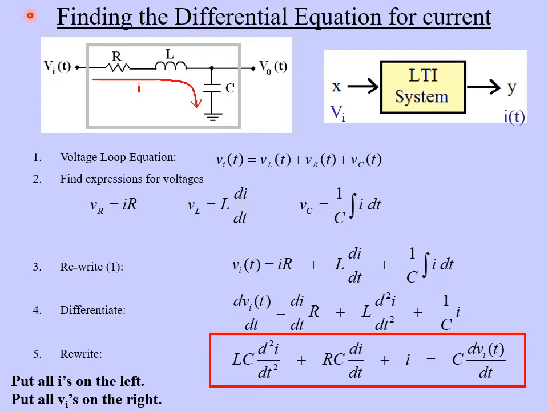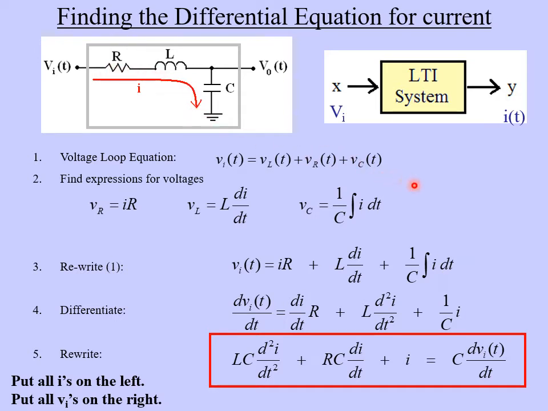A slightly different approach to this type of problem is, maybe instead of wanting to find the voltage, we wanted to find a differential equation that describes the current going through this circuit. In this case, our system is still the same circuit, but now we're going to think about it as having a voltage input, which is over here, and where our output is going to be the current that flows through it.